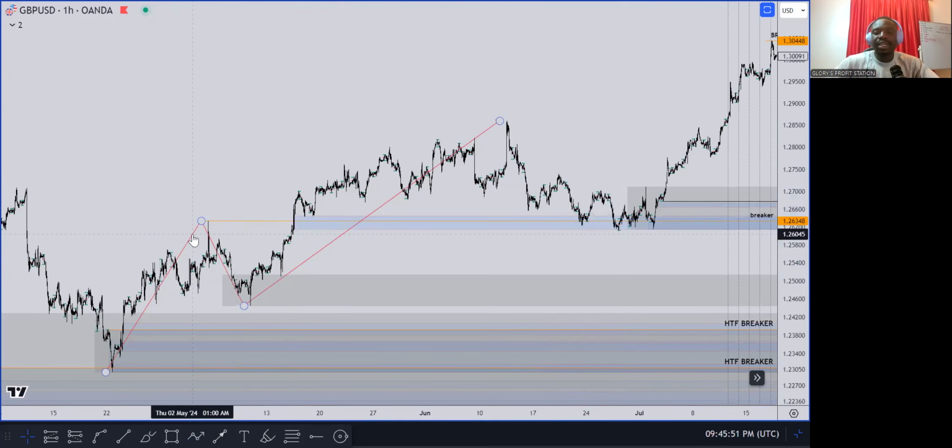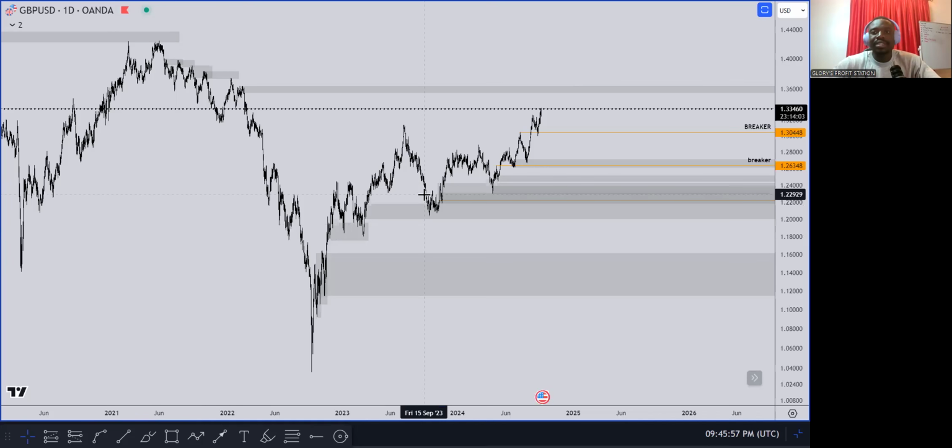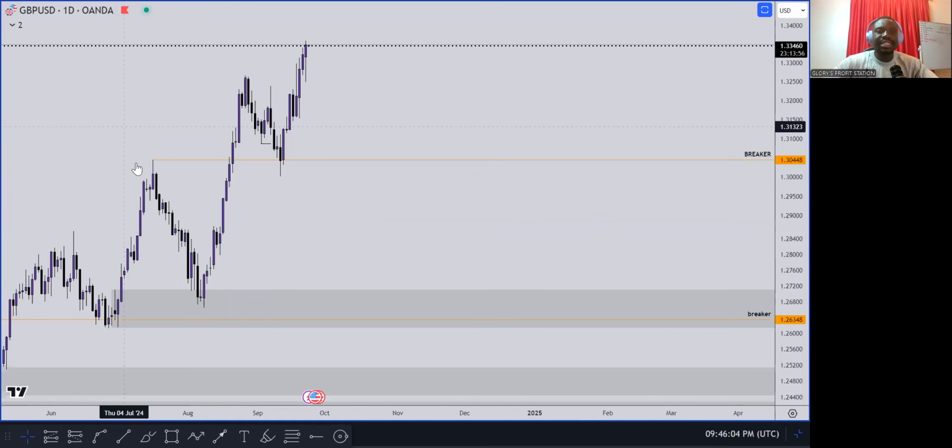Let's find some more before I get to the trade that I actually want to break down. Let's go back to the daily time frame. I really hope you guys understand this, man. Pay very, very close attention to what I'm doing. This area here is another area of breaker on the daily time frame.